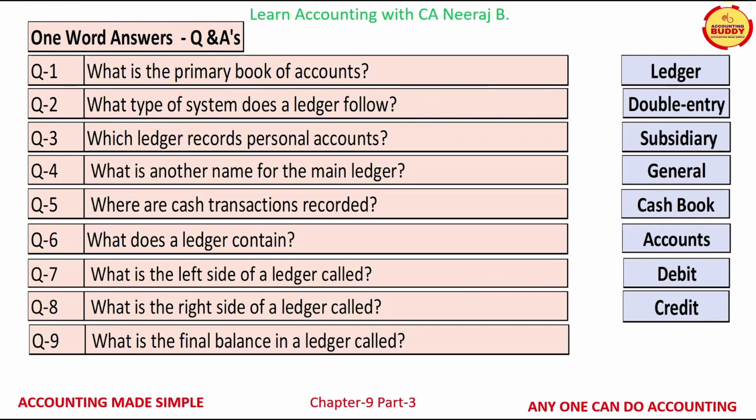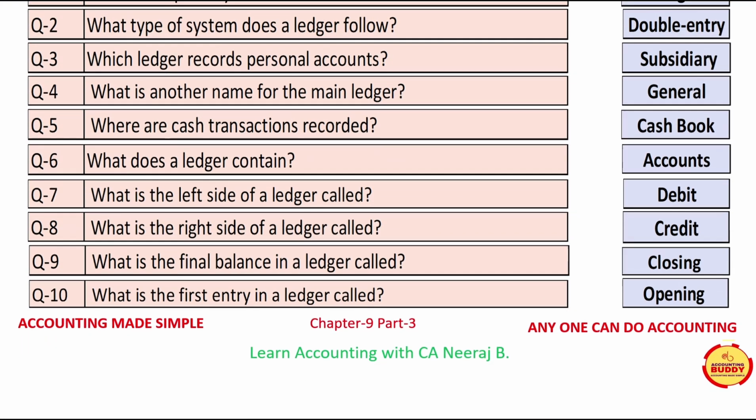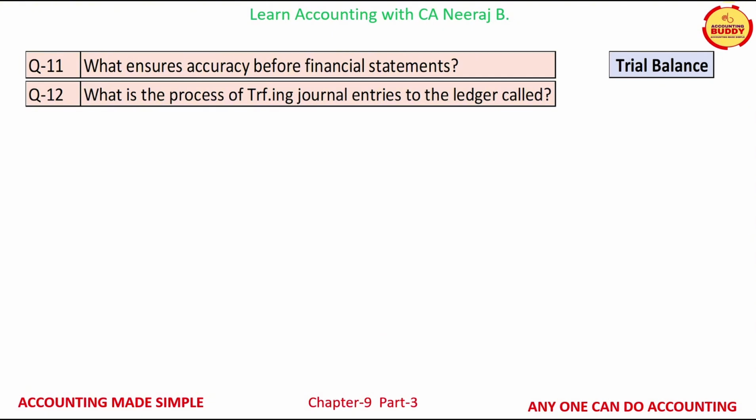Question number 9, what is the final balance in a ledger called? The answer is closing balance. Question number 10 is, what is the first entry in a ledger called? The answer is opening entry. Question number 11, what ensures accuracy before financial statements? The correct word is trial balance. Question number 12, what is the process of transferring journal entries to the ledger called? And the correct word is posting.